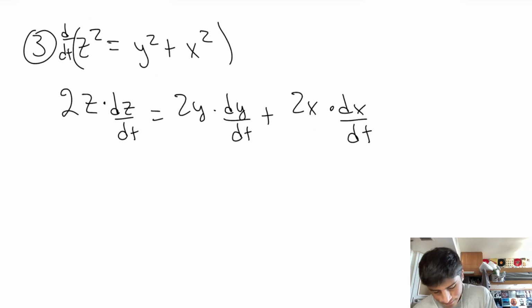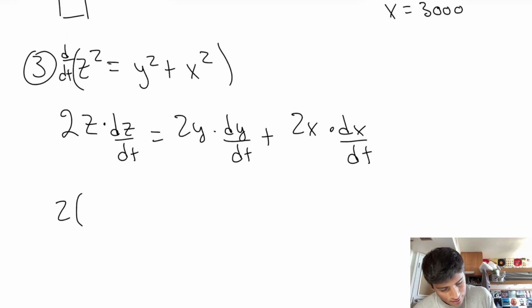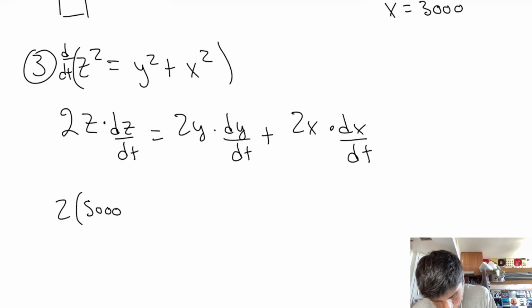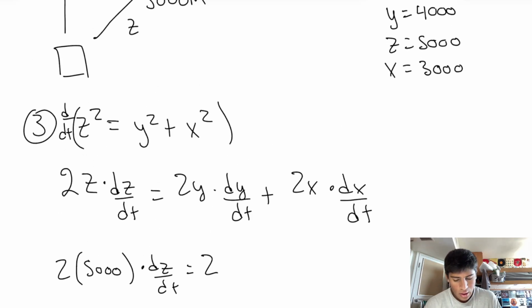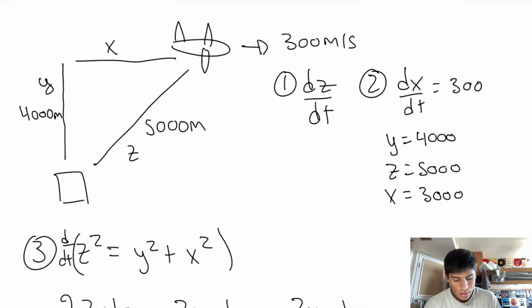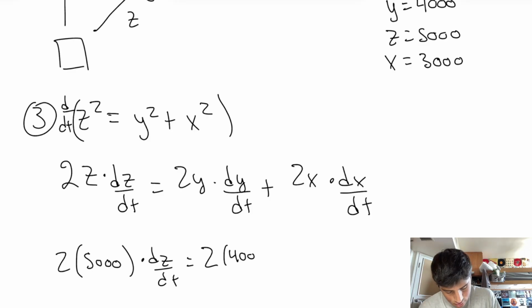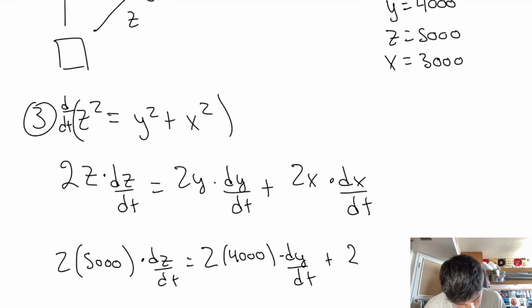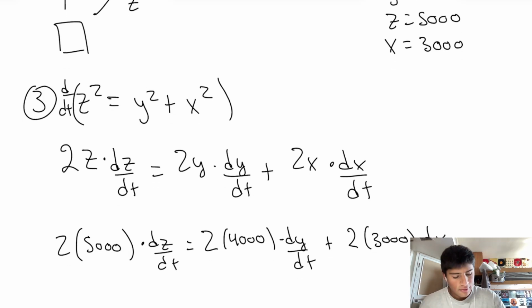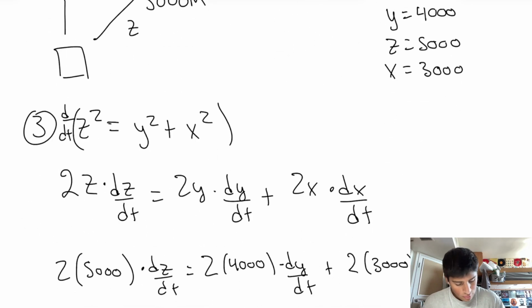Okay, now we plug stuff in. 2 times z, which is 5,000, times dz over dt, which is what we want to find, so we just leave this, equals 2y, which is 4,000, times dy over dt plus 2 times 3,000 times dx over dt, which we know is 300.